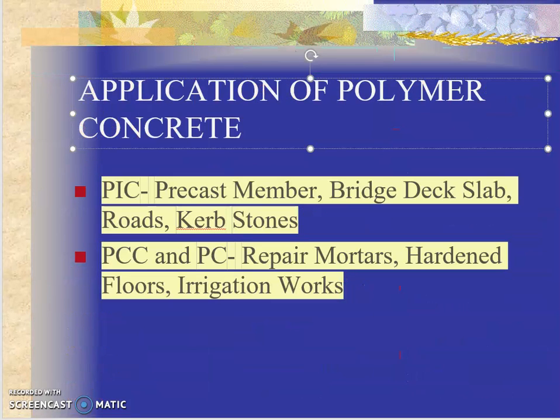Now these are the application areas of polymer impregnated concrete, polymer cement concrete and polymer concrete. So polymer impregnated concrete is mostly used in precast methods. Okay, you know those pipes or the curbstones and all these things. It's also used for bridge and deck slabs. Then PCC and PC are used in repair mortars, hardened floors and irrigation works.